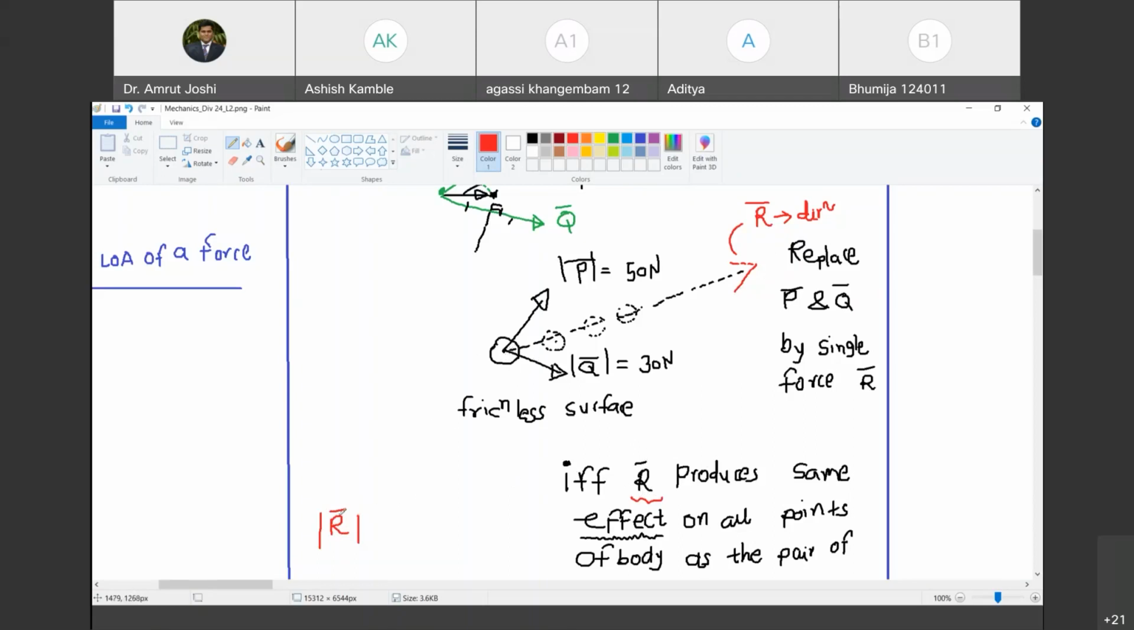How do I experimentally measure this R bar? So I have to replace this P bar and Q bar by R bar so that R bar is the summation of P bar and Q bar. Happy? Yes, sir.